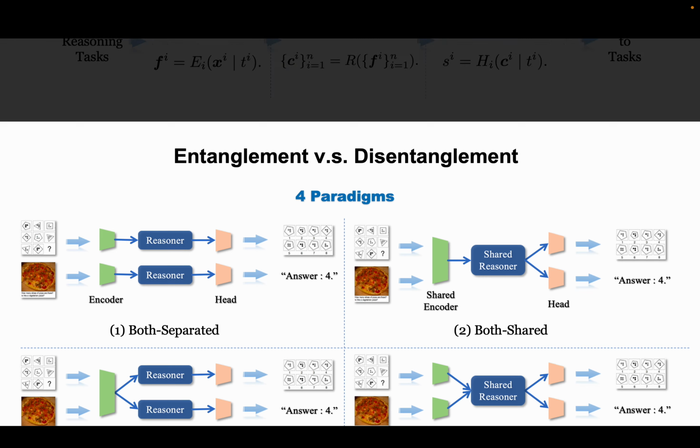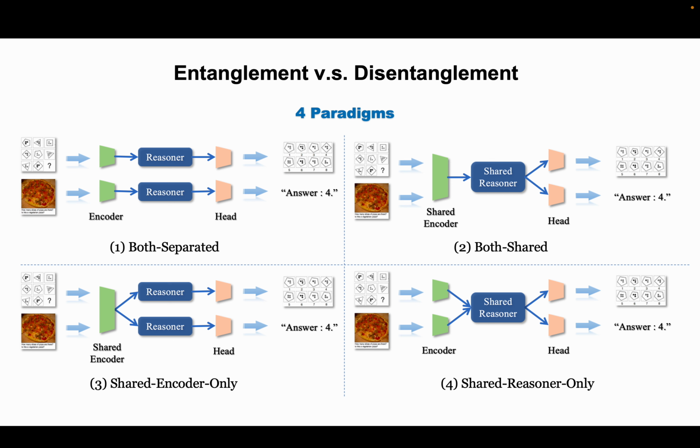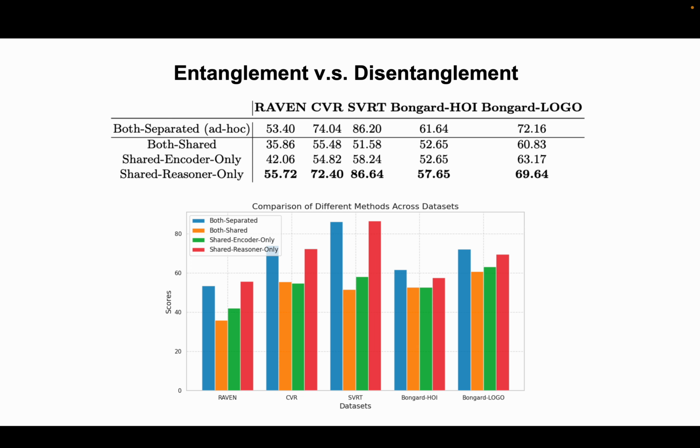To validate our hypothesis, we compared 4 designs. 1. Both separated, separate encoders and reasoners for each task. 2. Both shared, encoders and reasoners shared across tasks. 3. Shared encoder only, where only the encoder is shared. 4. Shared reasoner only, where only the reasoner is shared. The shared reasoner only approach consistently outperformed the others, even matching the performance of ad hoc models, both separated, while offering better generalization and avoiding task-specific overfitting.